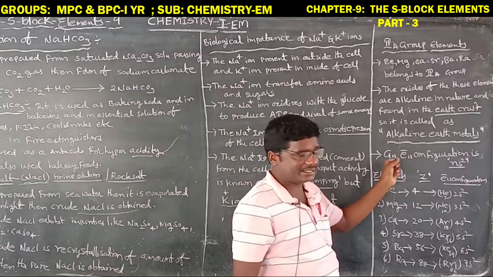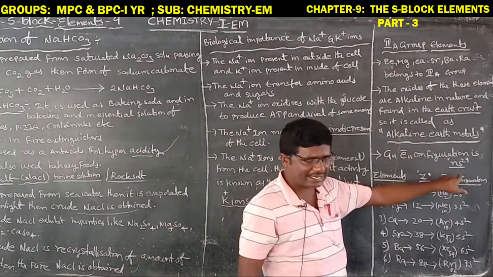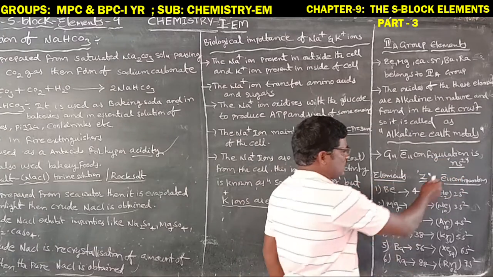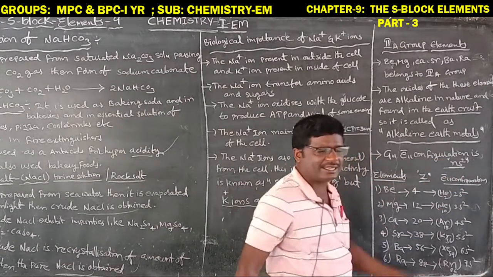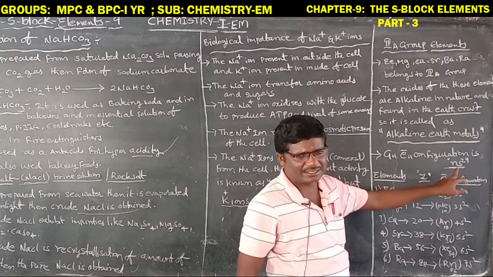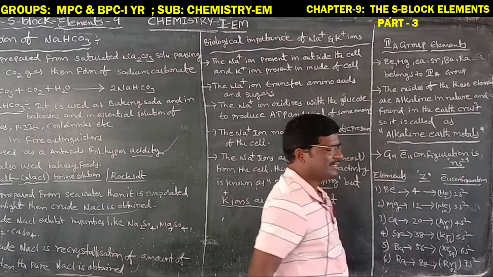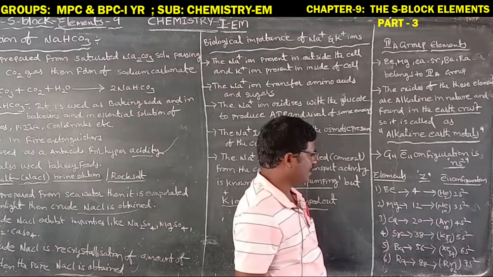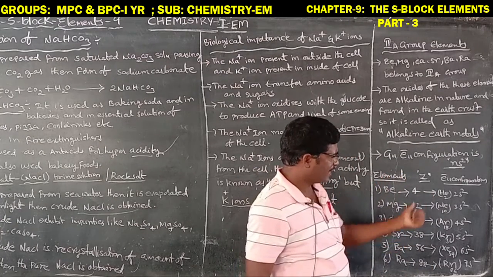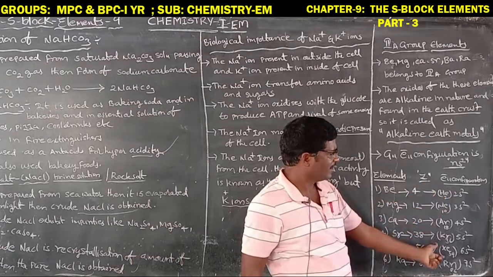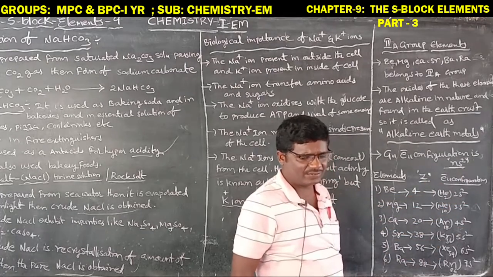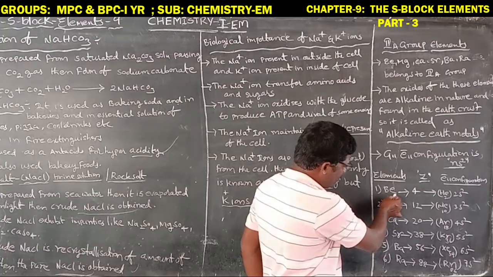Next, the general electron configuration of the secondary group elements is ns2. Here n means the number of the s orbital, which holds 2 electrons. Next, here are the elements. Z is also known as the atomic number. Next is the electron configuration. The first element is beryllium.